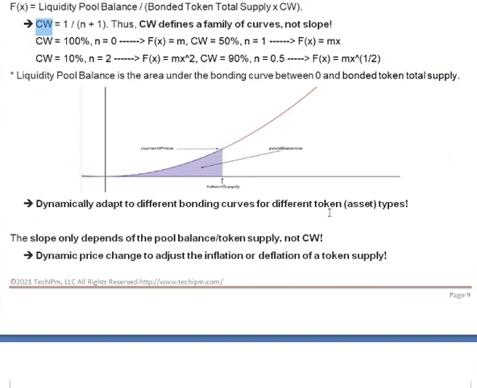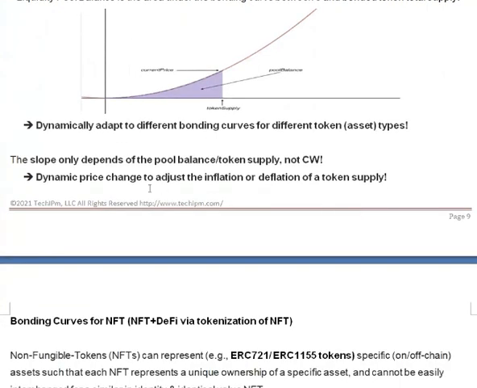So in design wise, there are several free parameters that you can change for your purpose, to dynamically adapt to different bonding curves of different token asset types. So you can choose this depending on your project. You can choose different types of bonding curves, and also price changes to adjust inflation or deflation of token supply. Actually, this is a part of token design.